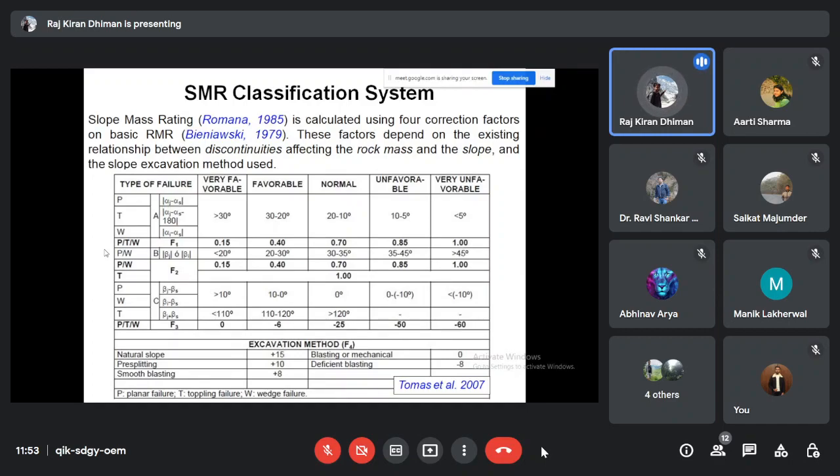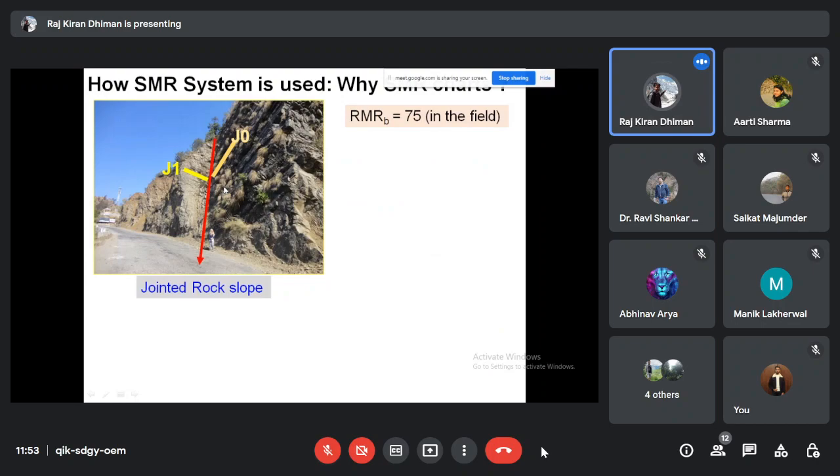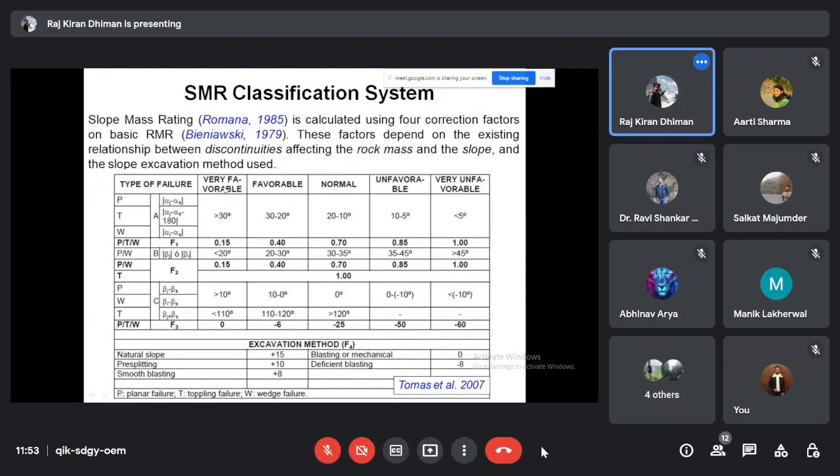So he observed many slopes, and he has published in his paper that if there is this type of condition, there was a failure. So let's say a very favorable condition is here on this side. We call it class 1. Class 1 means the SMR value lies between 80 to 100. I will show you that slide also later.